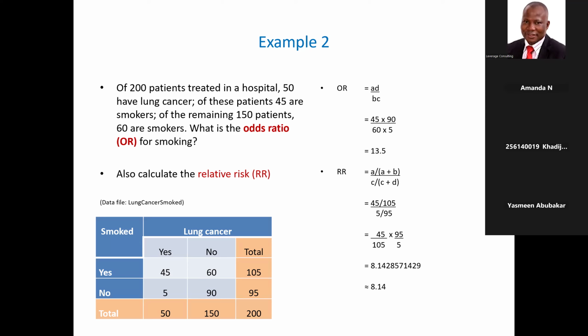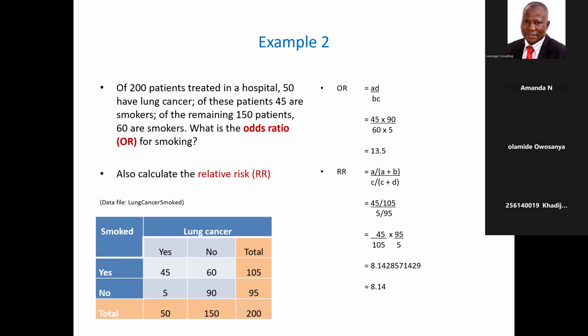The risk of smoking will be 45 over 50. Out of 50 people, they say 45 have lung cancer. So the risk of smoking is 45 over 50. But what is the risk of not smoking?